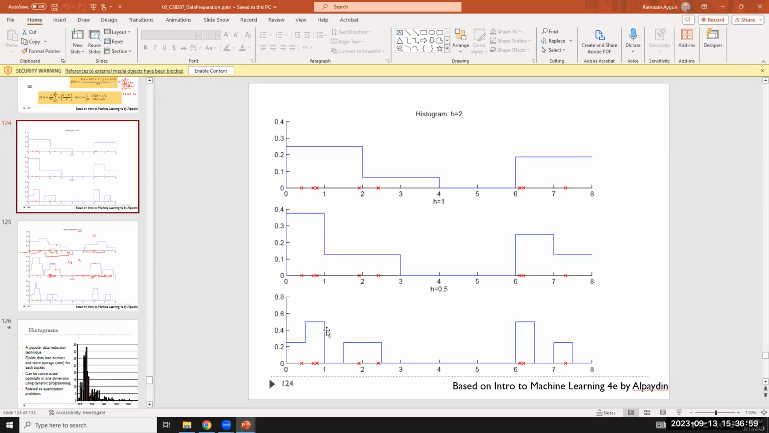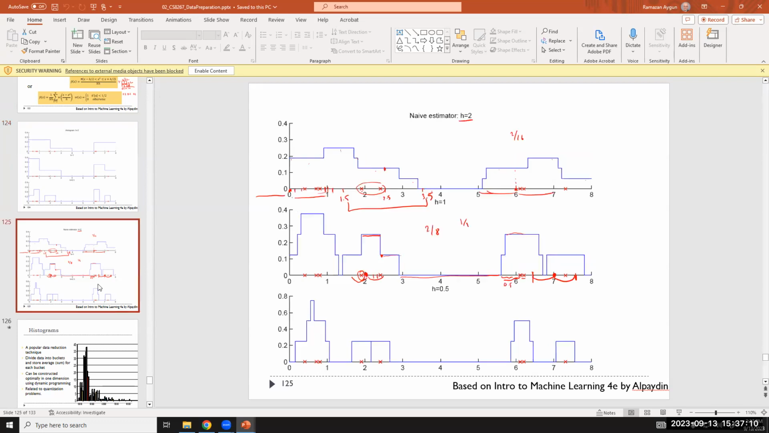Similarly, when I go h equal to 0.5, this area is more populated than the other areas. So by just looking at it, I can easily see. For the naive estimator, it's almost the same. This area seems to be more populated than others. Here again, this region seems more populated, and then here is even more detailed. So you can see where the most populated data appear. This gives a quick view.